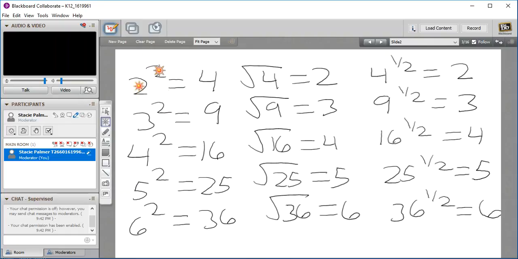Okay, so 2 to the 2nd power is 4. 3 to the 2nd power, that means 3 multiplied by itself twice. 3 times 3 is 9. 4 raised to the 2nd power is 16. We'd know that 4 times itself twice is 16, okay? 5 to the 2nd power is 25. 6 to the 2nd power is 36.